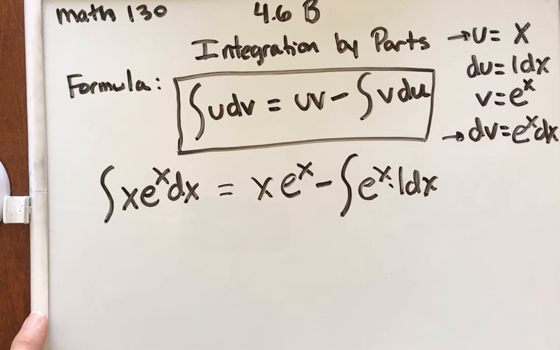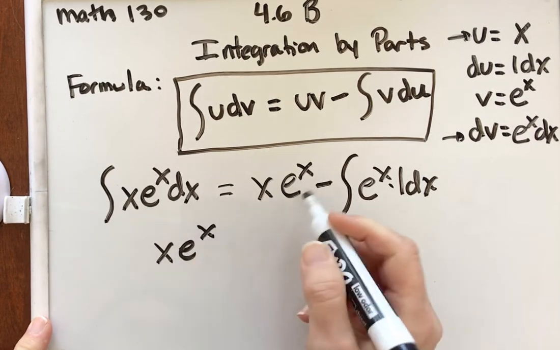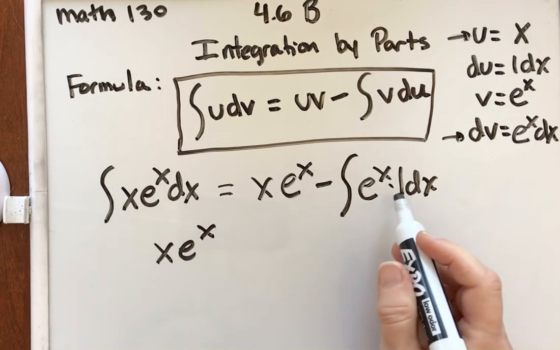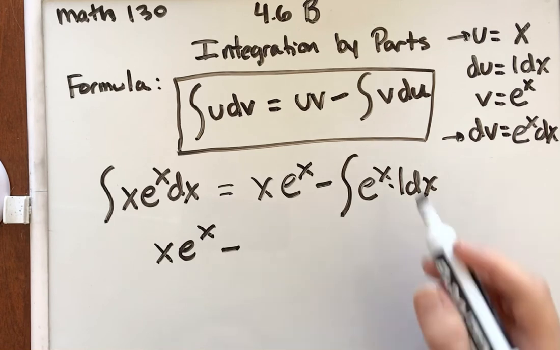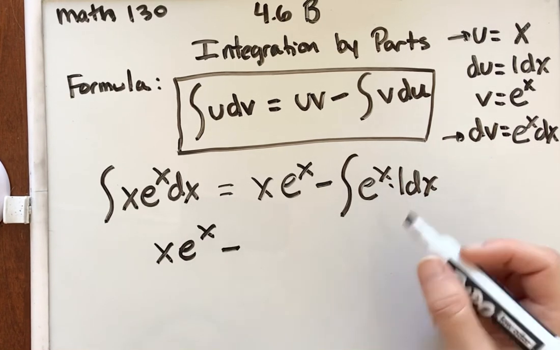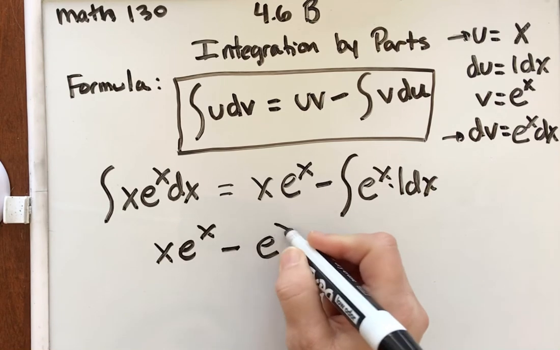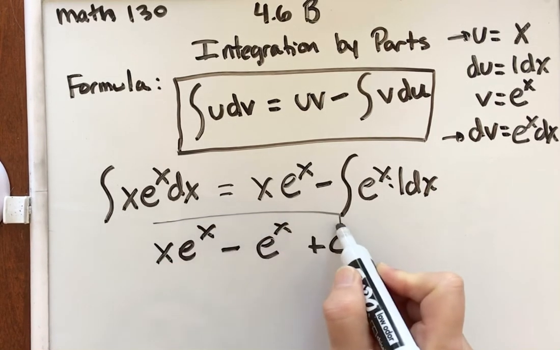Okay, now from here, we just go ahead and bring this x e to the x, that's this right here, and we're going to integrate this. We keep our negative sign, we integrate e to the x, and what is the integration of e to the x? Just e to the x plus c. All right? So we are done.